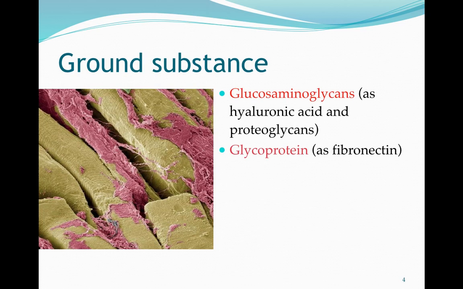Ground substance. Ground substance consists of glycosaminoglycans, glycoproteins, and water. Function of ground substance: it forms the bulk of the pulp, supports the cells, and acts as a medium for transport of nutrients from the vasculature to the cells and metabolites from the cells to the vasculature.